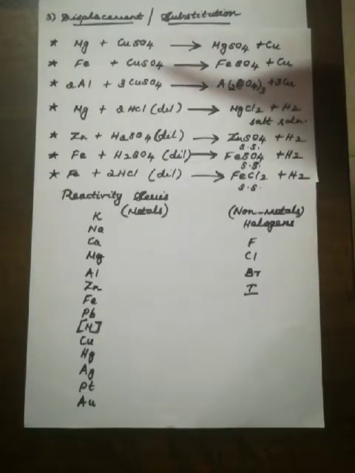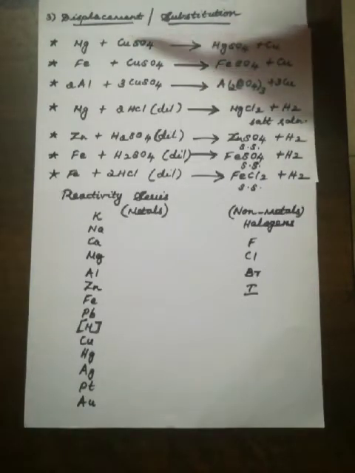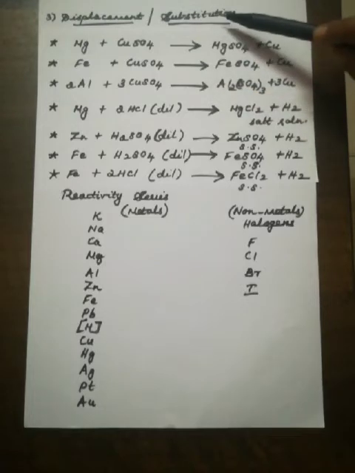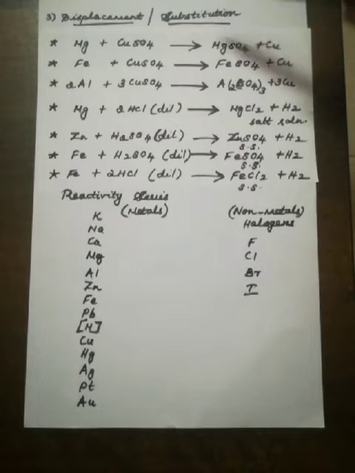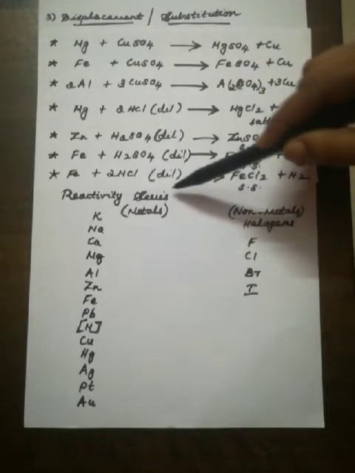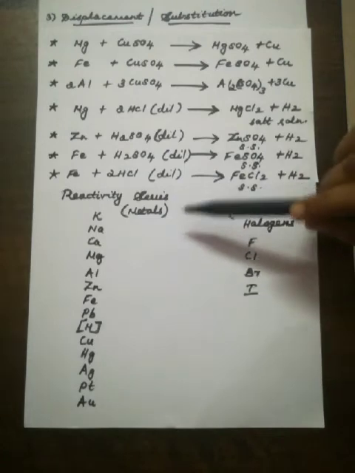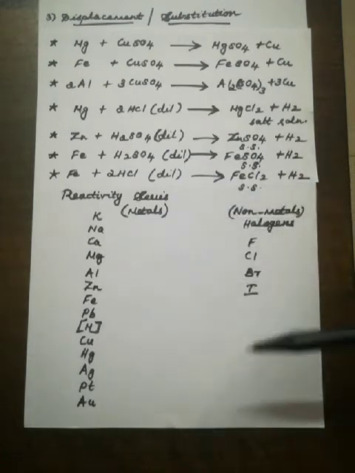Let's see the second type of chemical reaction, that is displacement or substitution reaction. Displacement or substitution reaction means one metal is going to displace the other metal. Before going into detail on all these equations, you know the reactivity series of metals which you have learned. You should be thorough with that.